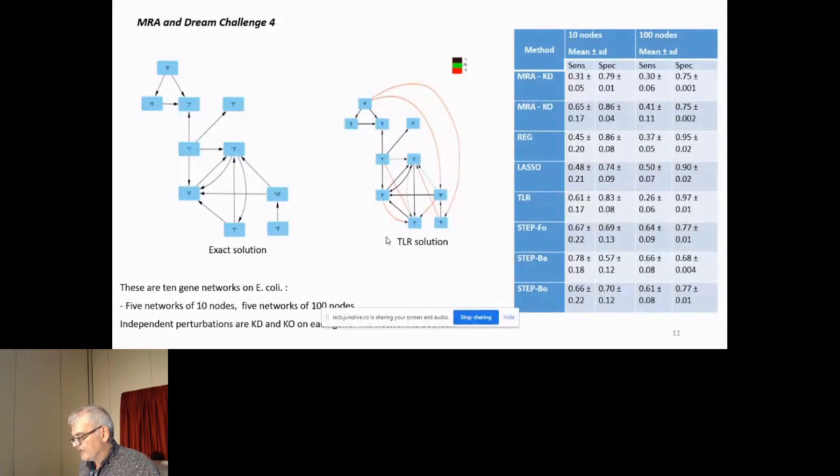It's not good for knockdown, but it's better for knockout. For large networks, MRA performance is also poor. Conversely, regression methods like lasso, TLR, and step keep their performances for small and medium-sized networks. The sensitivity of least square estimation and TLR decreases with the size of the network, and conversely, the specificity improves.